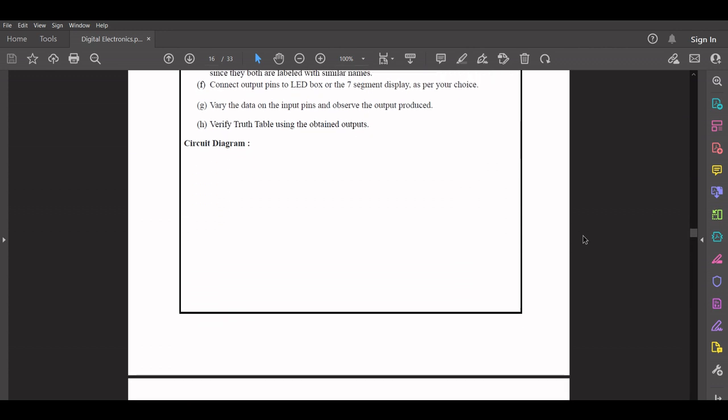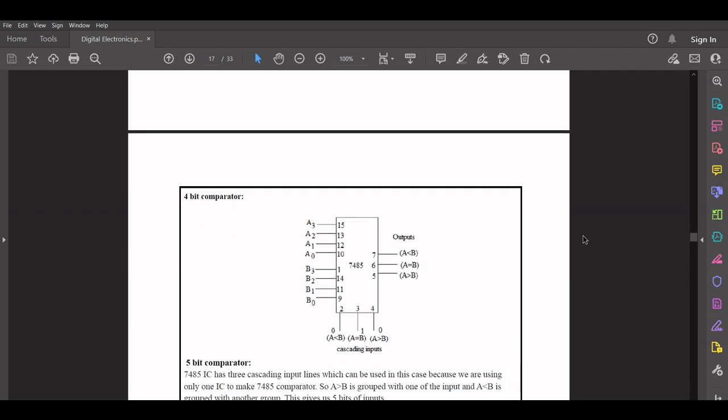Over here is the circuit diagram for the 4-bit comparator. As you can see, we have 8 inputs over here, going from A0 to A3 and B0 to B3. In this case, B0 will be compared to A0, B1 will be compared with A1, and so on. Here are the cascading inputs, which in this case will not be used, and here are the outputs, that is A less than B, A equal to B, and A greater than B, depending on what the magnitude of A and B is for that particular case.